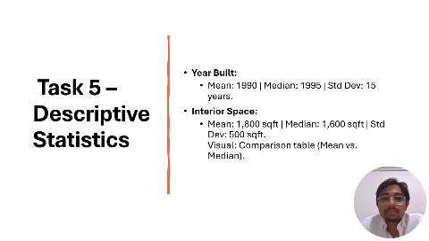In this section we constructed confidence intervals for the key variables for year built. The 95% confidence interval shows the average construction year lies between approximately 1987 and 1993. For total interior space, the confidence interval indicated that the average home size ranges between 1700 and 1900 square feet. This gives us a reliable range to understand the typical property age and size within our dataset, accounting for sample variability.